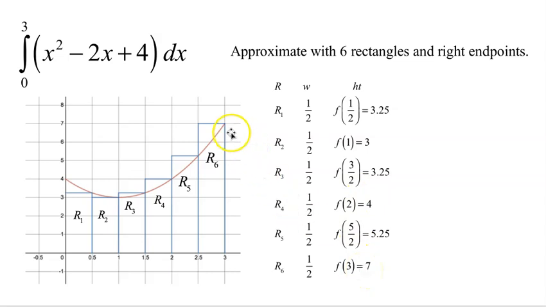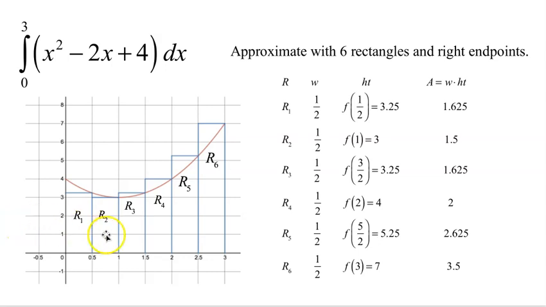But my goal is to approximate the area under the curve. So I've got to have the area of each rectangle. Now what is the area? Area is the width times the height. So the area of rectangle 1 is 1/2 times 3.25. Area of rectangle 2, 1/2 times 3. Area of rectangle 3, 1/2 times 3.25. Area of rectangle 4, 1/2 times 4. Area of rectangle 5, 1/2 times 5.25. Area of rectangle 6, 1/2 times 7. So let's go ahead and do all those. So we'll make another column which will be areas.